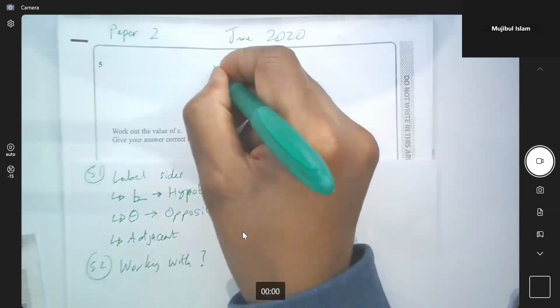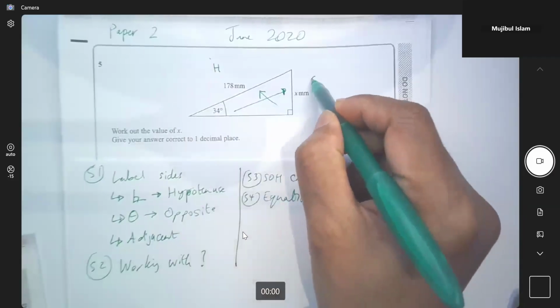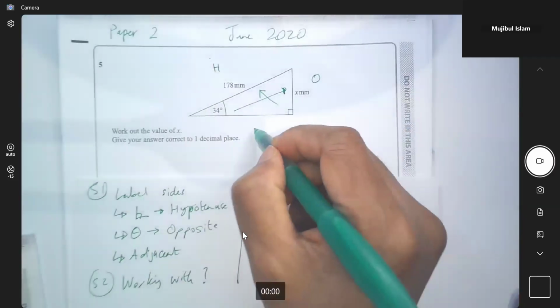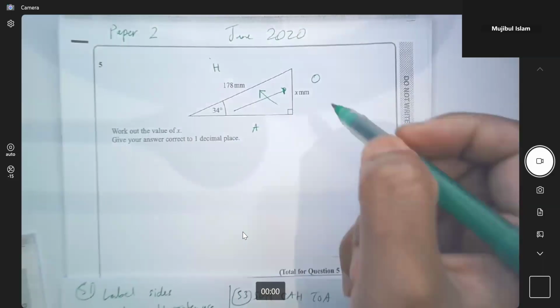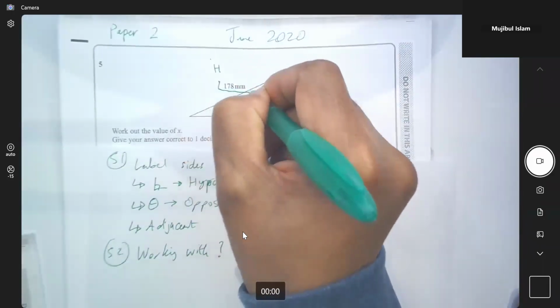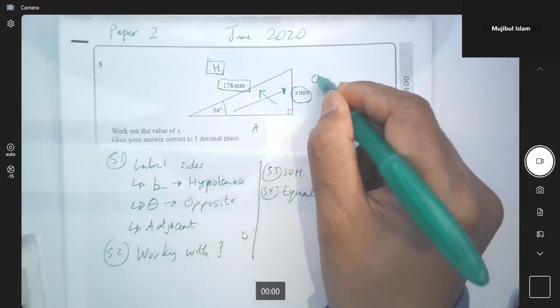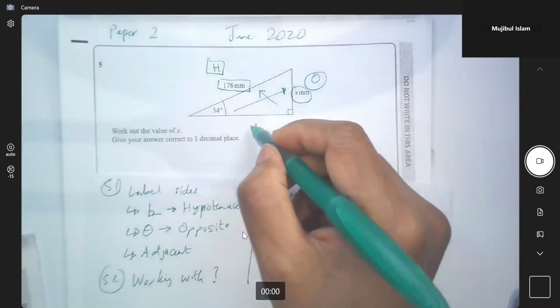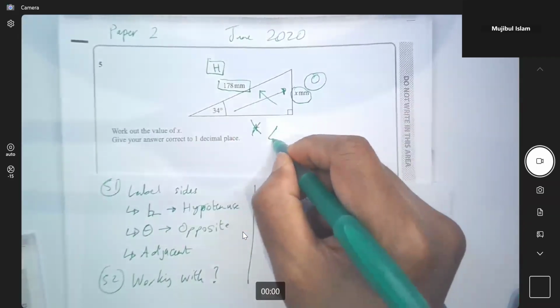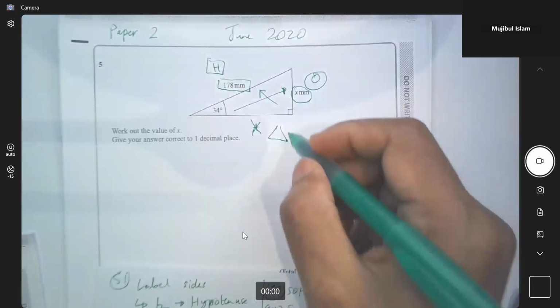Opposite the right angle is my hypotenuse. Opposite the angle is my opposite. And the adjacent is the last one. So what am I working with? Step two, I'm working with 178 millimeters, which is hypotenuse. I'm working with x, which is my opposite. I'm not working with adjacent. So that's step two, working with. Now I can do my SOHCAHTOA.